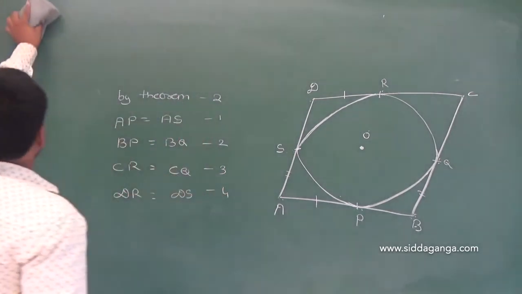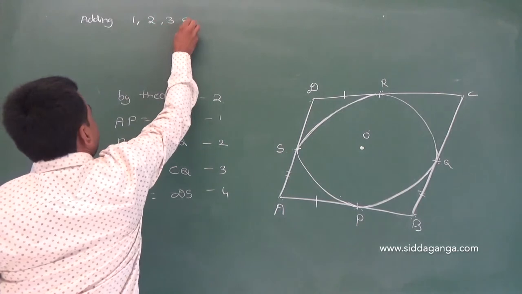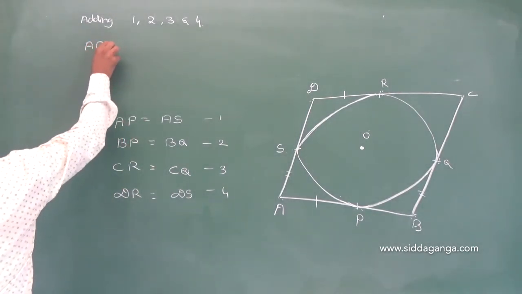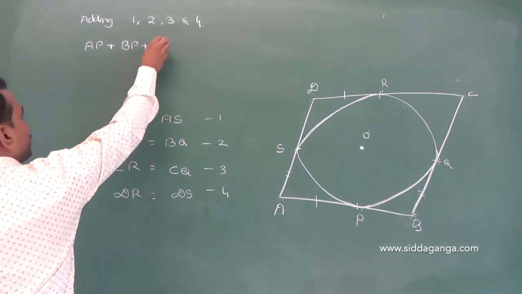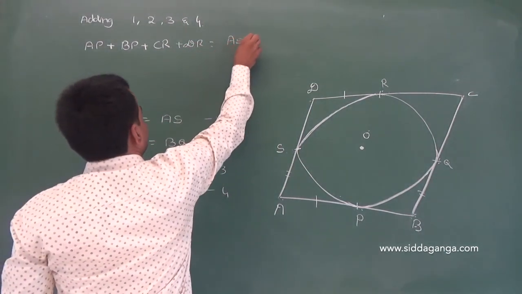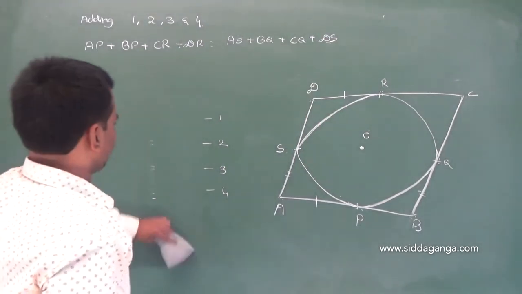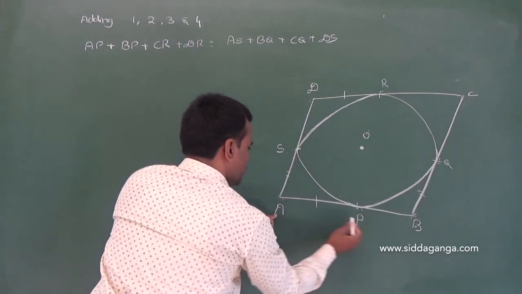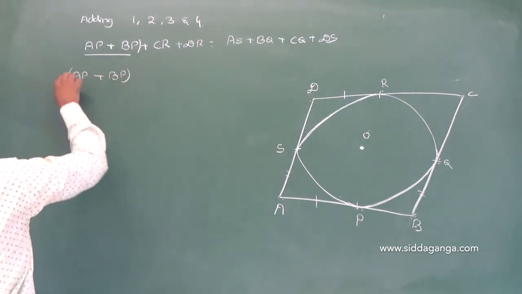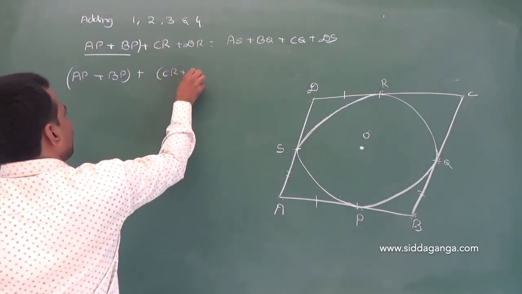Okay, what we do? Same method, adding 1, 2, 3 and 4. So, AP plus BP plus CR plus DR is equal to AS plus BQ plus CQ plus DS. Then observe here, AB is nothing but AP plus BP. So we tag this one, AP plus BP, plus CR plus DR, that's nothing but DC.